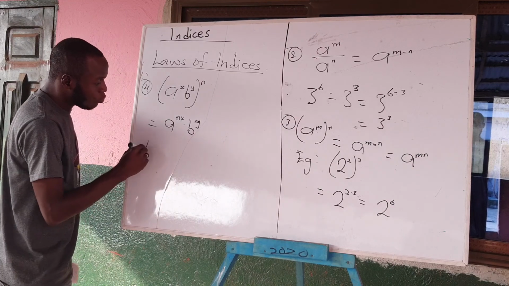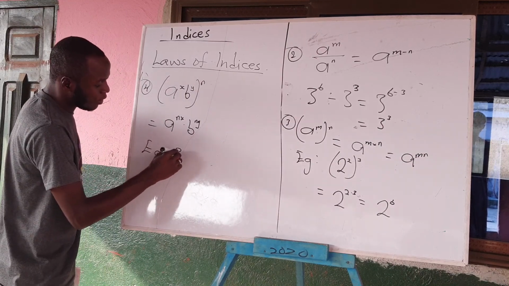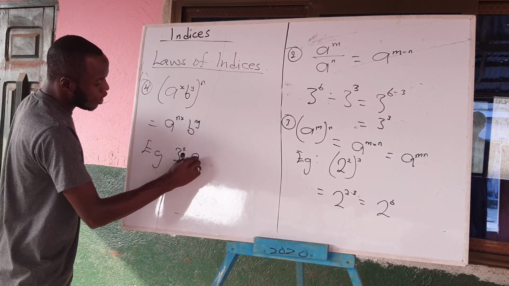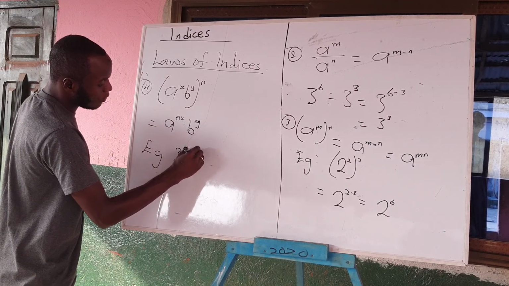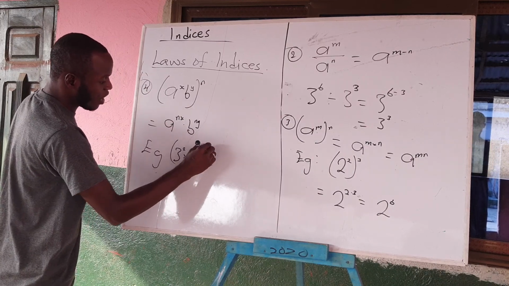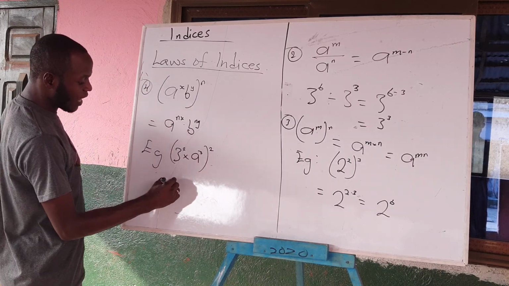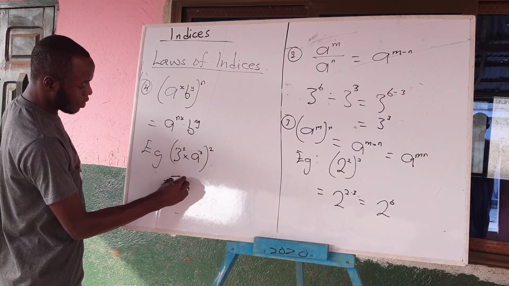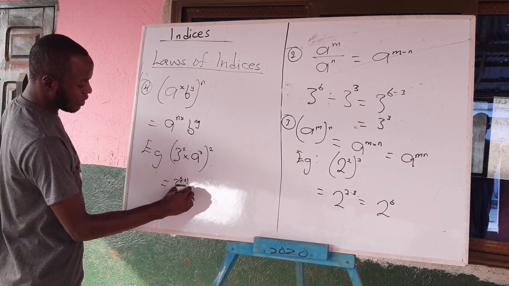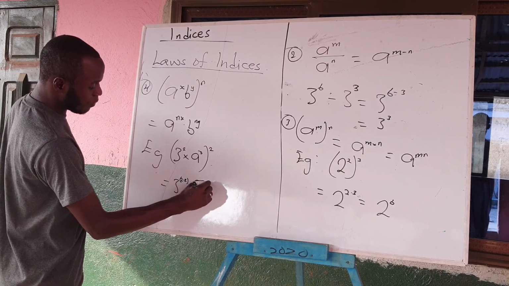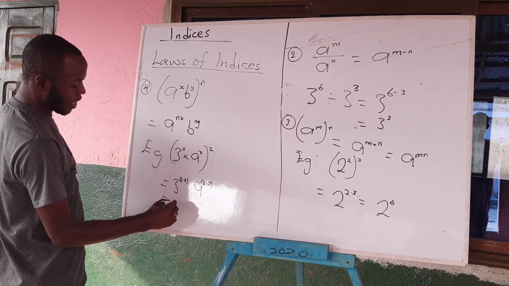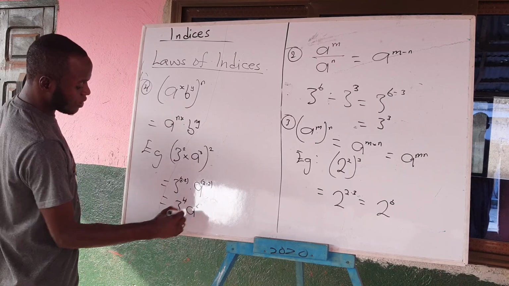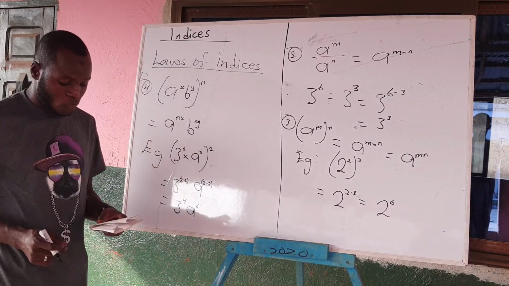A quick example is, say you have 3 to the power 2 times a to the power 3, and then outside the bracket we have power 2 here. All right, so you realize that the exponent of the 3 will multiply the exponent outside the bracket, and the exponent of a will also multiply the exponent outside the bracket. So we'll be getting 3 to the power 4 times a to the power 6. All right, so that is what the fourth rule says.